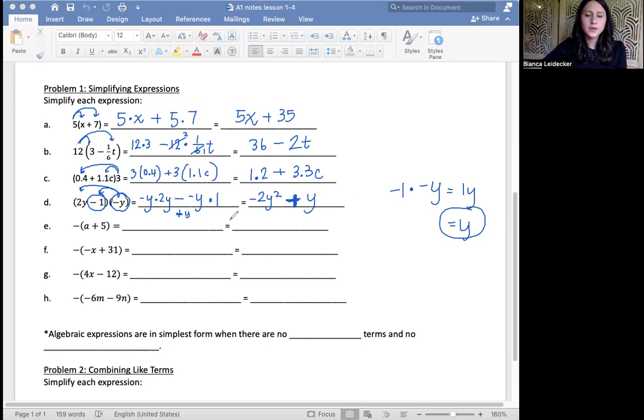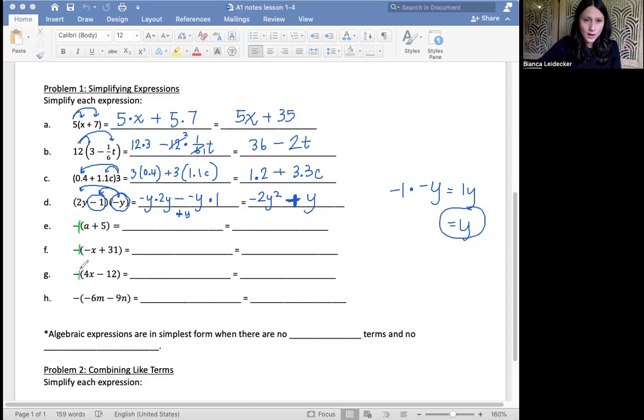So there's a few ways to look at that visually. There's different ways to tackle this problem. I know these are the most confusing with those negatives, but it's good for us to review. Now, E through H are all ones that have a distributive property where there's a negative outside the parentheses. Like we said before, there is a coefficient of 1 whenever we don't see that number. So this is a negative 1 being distributed in.